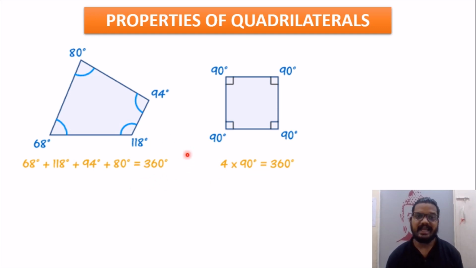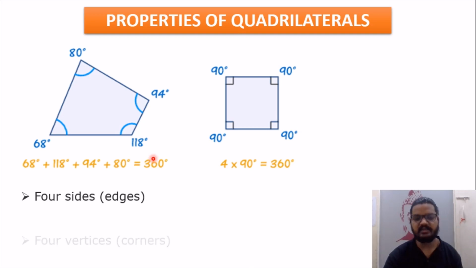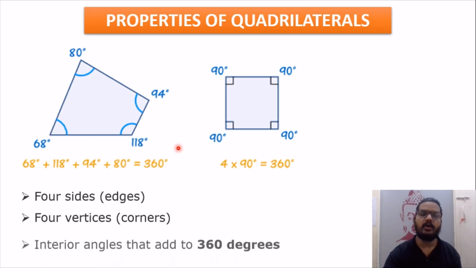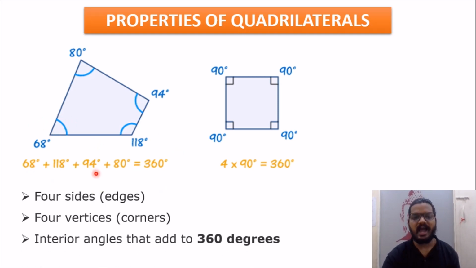So students, let's think about what all things can be observed over here and can be made as a property. The very first thing we observe is there are 4 sides. That means there are 4 edges. Second thing which we observe, there are 4 vertices. That means there are 4 corners like this. And we also observe that whenever you add up all the interior means those angle which is inside, it always add up to 360.